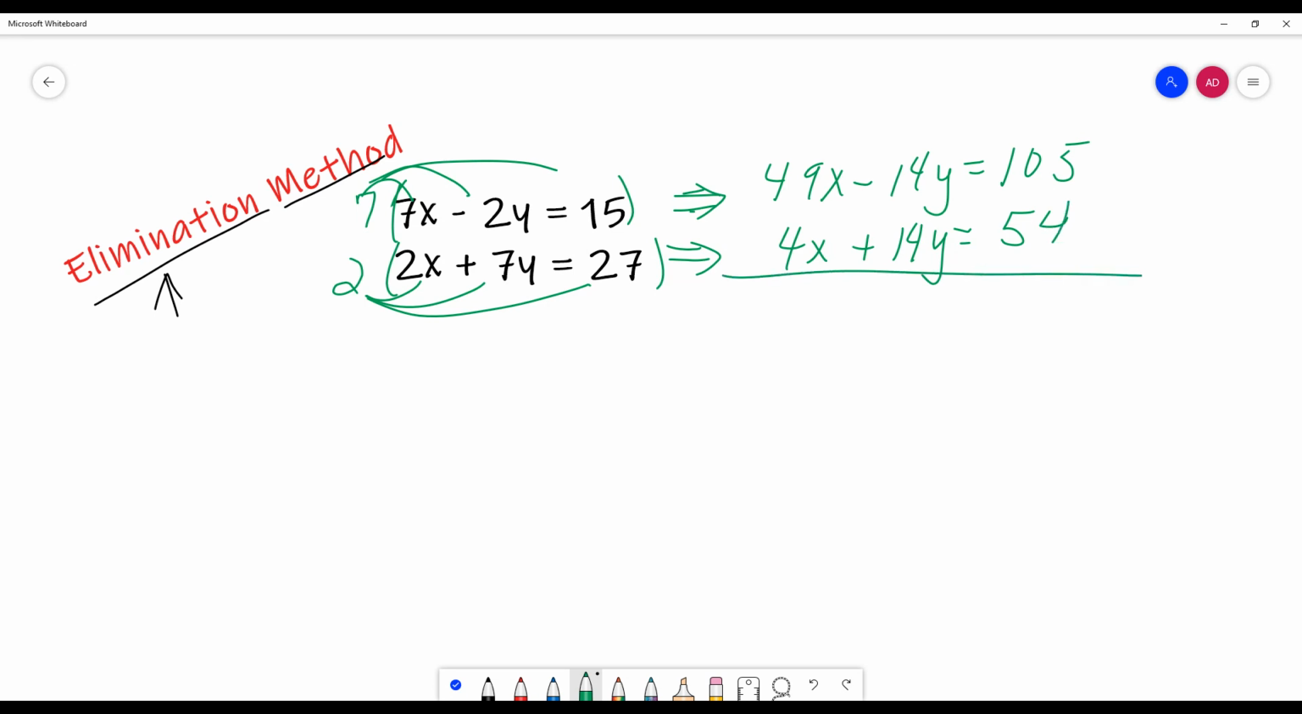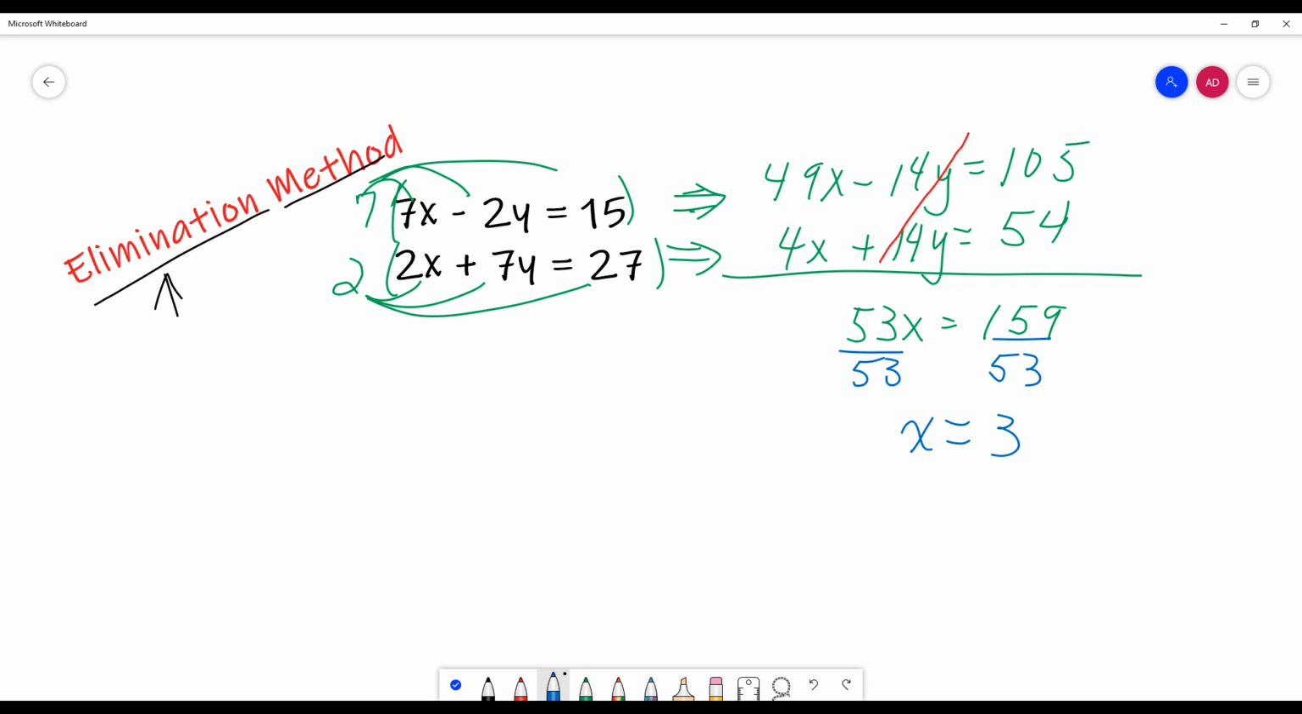Okay, so here we are, right? I distributed the 2 to all 3 of these terms, just like I distributed the 7 to all 3 of the terms. Now, when I add the 2 equations together, look what I get. I end up getting 53x equals, what's that, 159? Something like that. Well, now when I divide both sides by 53, look what happens. x ends up being 3. Isn't that adorable?